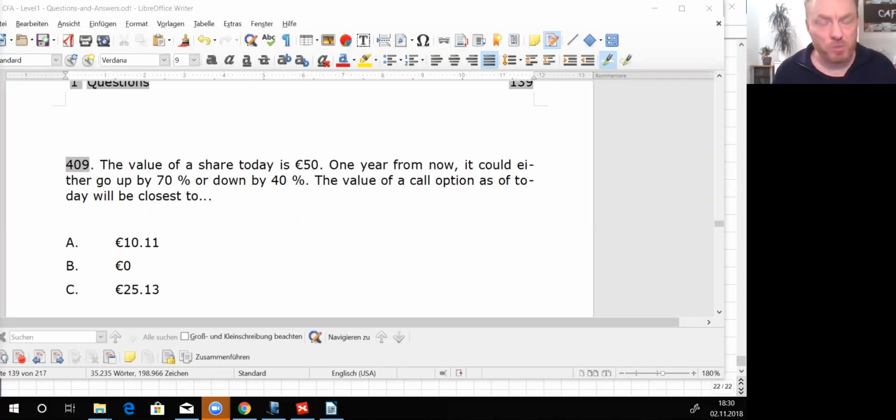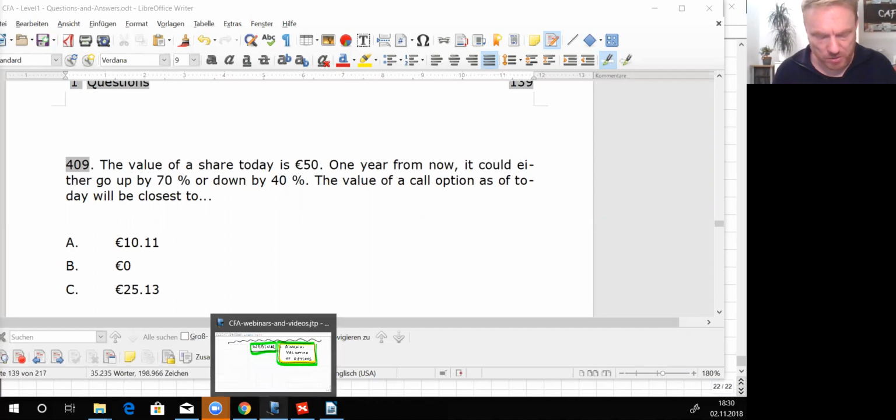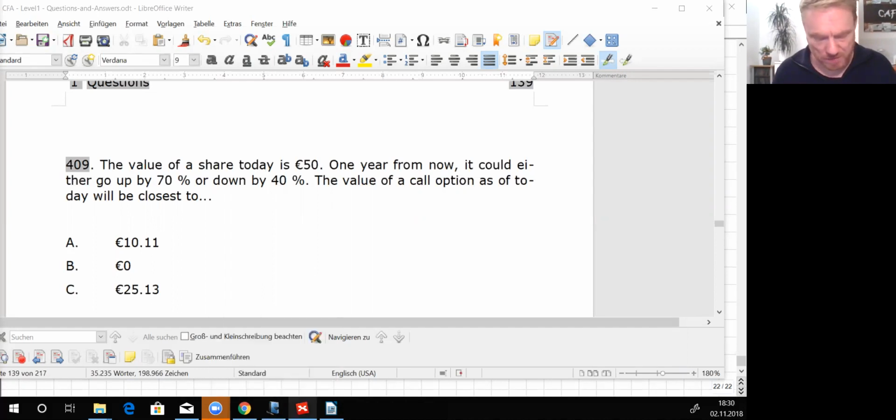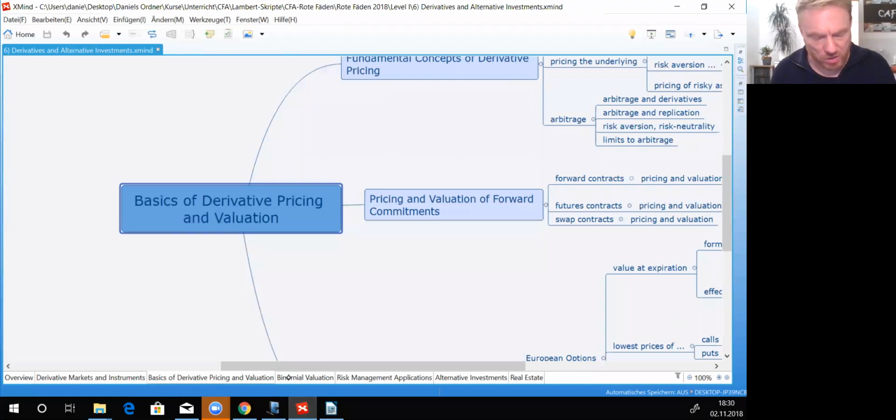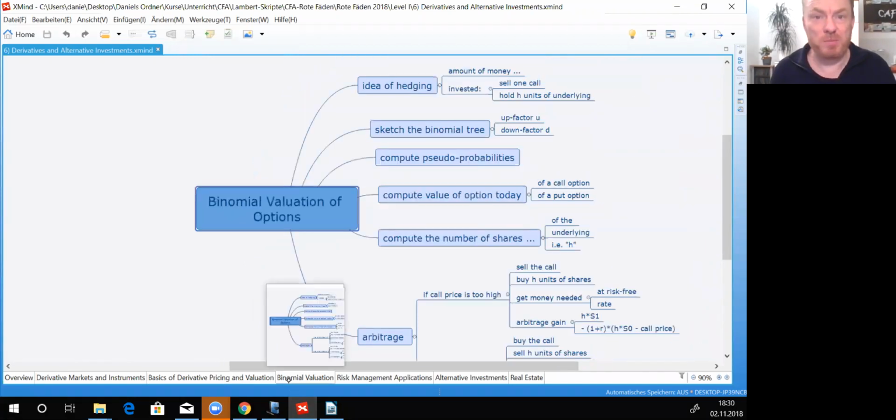Now, talking about the binomial tree, we need to look at my mind map, binomial valuation. This is the mind map when it comes to binomial valuation of options. What do you need to know in your CFA Level 1 exam? That's the entire thing. First, you need to understand the idea of hedging. Second, it's about sketching the binomial tree, or at least in your mind, in your brain. You have to do a real sketch, or a small sketch of it.